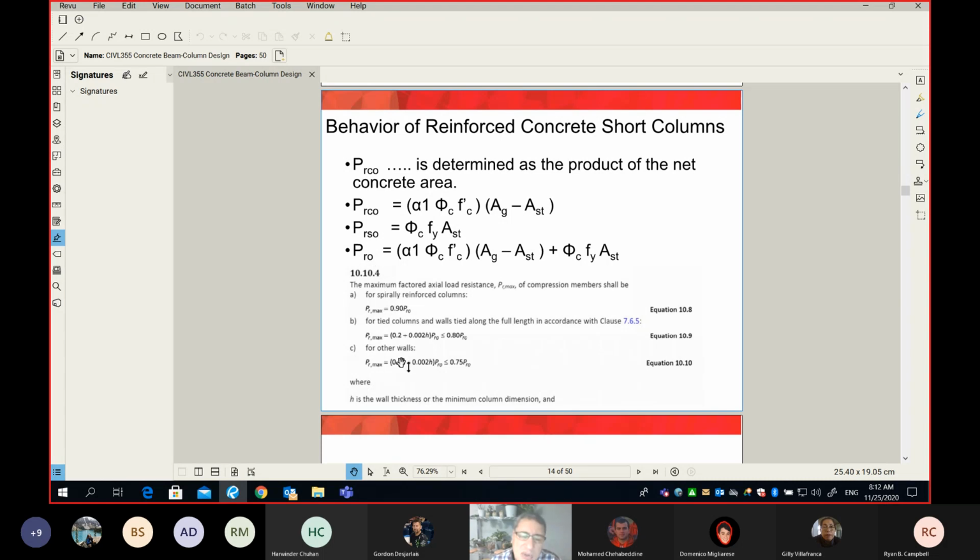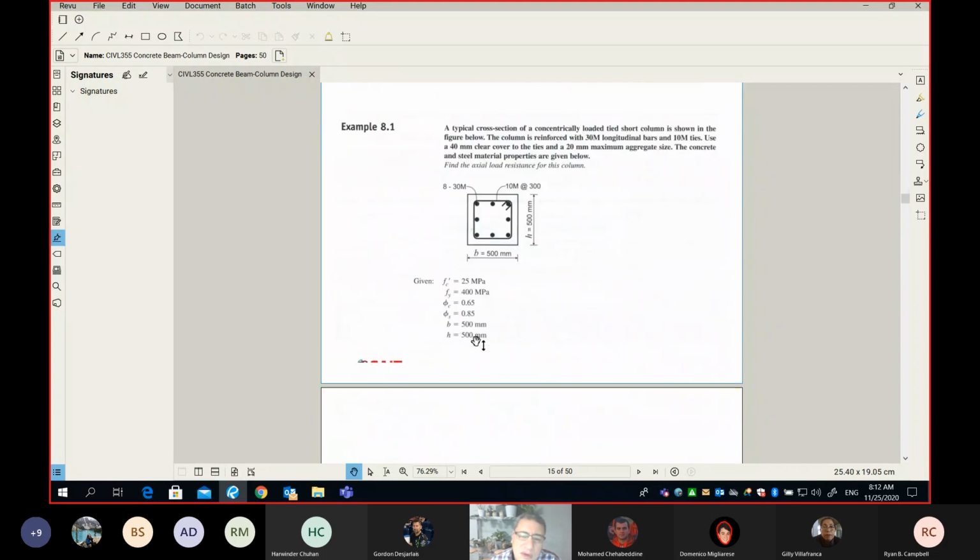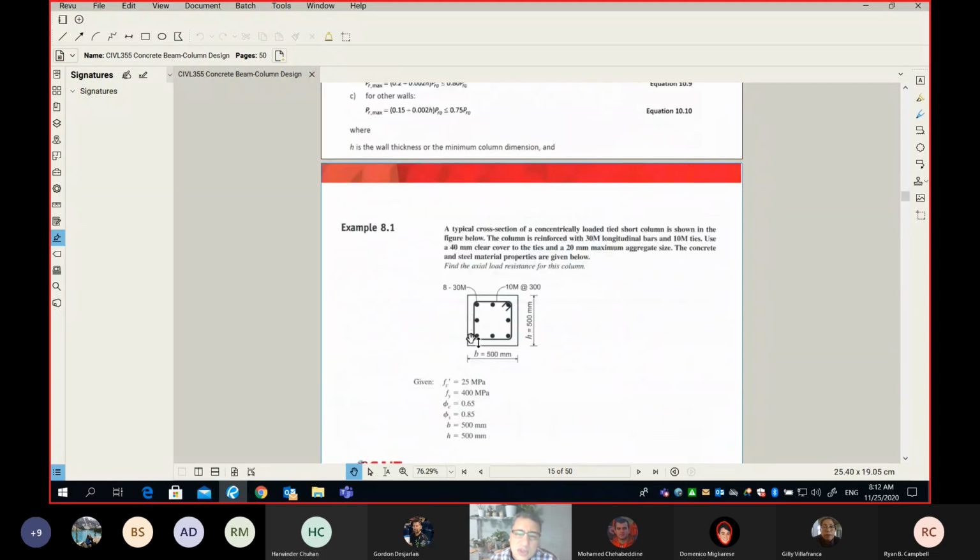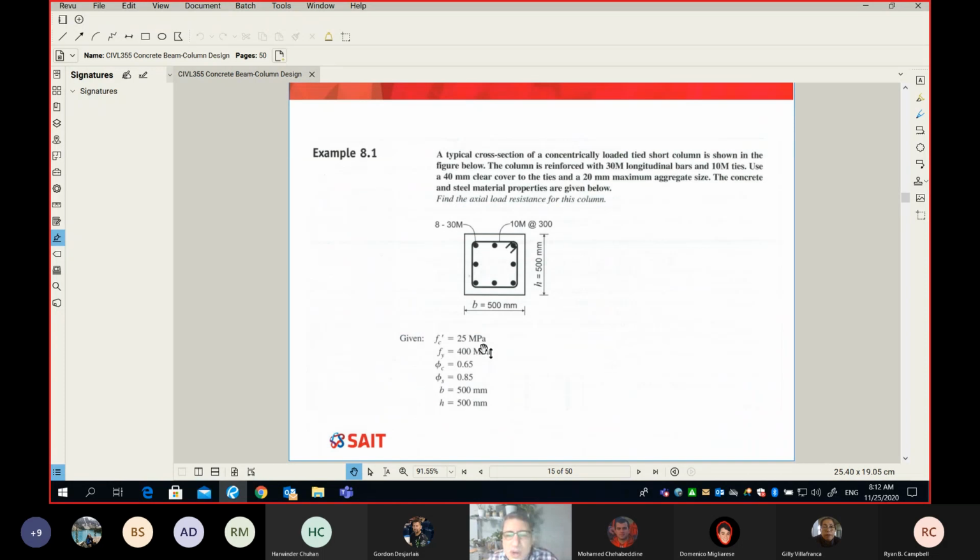The code said you need to multiply this number by 0.9 if your column is spiral, and by this number here if your column is not spiral, if it's a tied column. So that's what we covered yesterday, and today I will go through a very quick numerical example, trying to find the capacity of the concentric column.